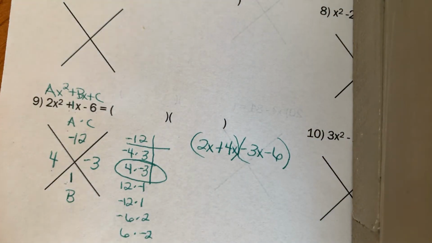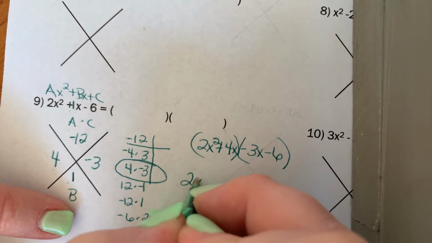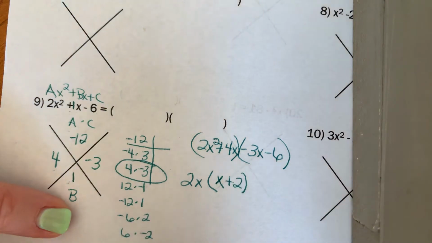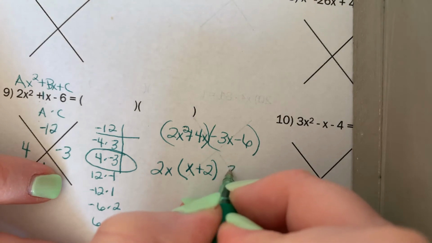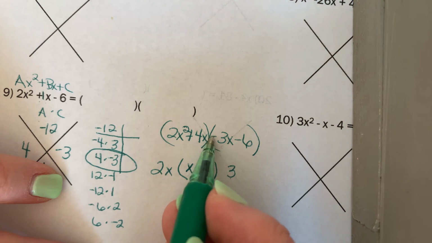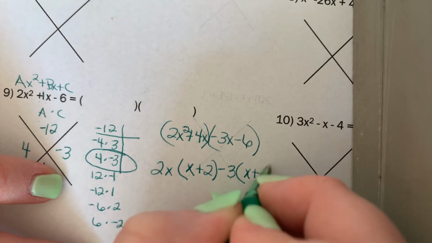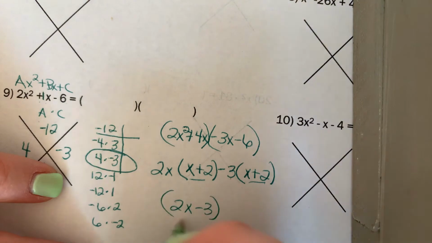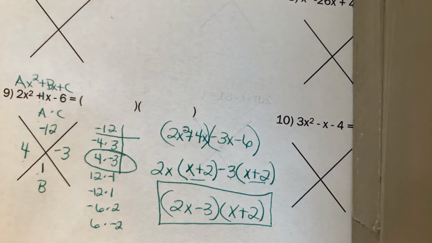So what does 2x squared and 4x have in common? They have a 2x in common. Dividing, I'm going to be left with x plus 2. What does 3x and 6 have in common? They have a 3. I need to determine if this should be a positive or negative. Looking back here, it should be a negative. So dividing, I get x plus 2. My parentheses match, so I'm going to have 2x minus 3 and x plus 2 is my final answer.